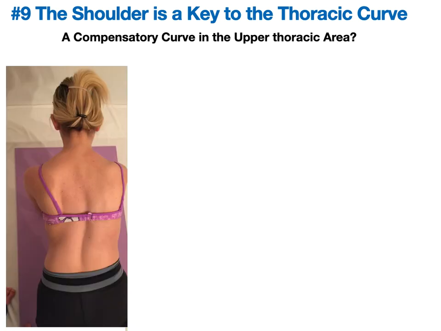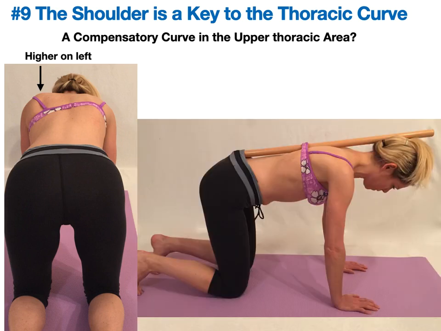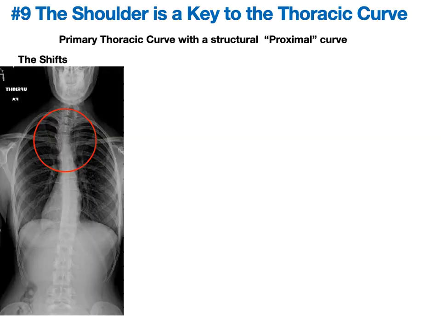Often, the primary thoracic curve will create a compensatory curve in the upper thoracic spine. In another view, the left shoulder girdle appears higher, perhaps signaling a left upper thoracic rotation. Again, sagittal plane alignment often corrects a non-structural compensation. An X-ray will confirm a proximal structural curve and will affect the head and neck position.